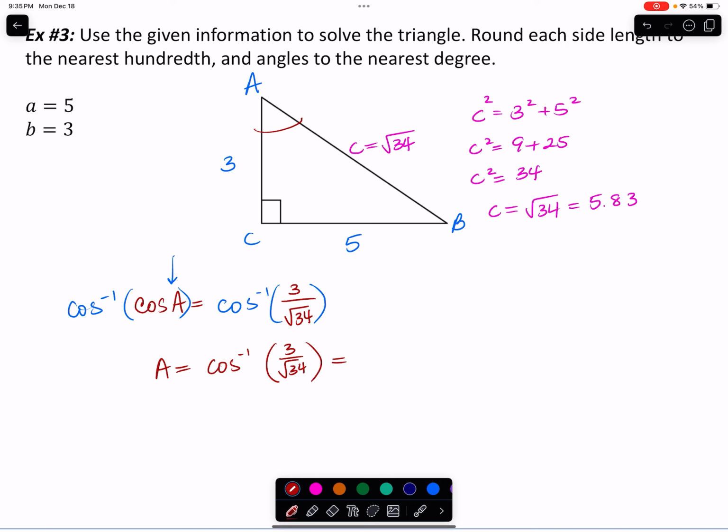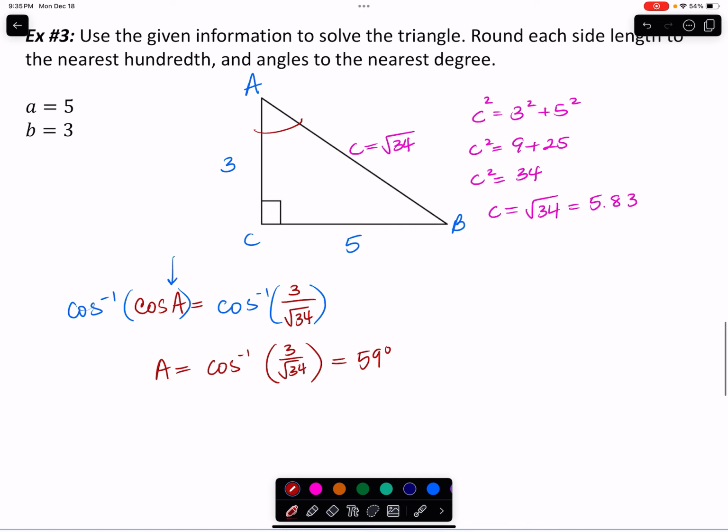To get the angle measure, you're going to plug that into your calculator. We're rounding to the nearest degree, so actually we're not going to round to any decimal places. We're going to round to the nearest whole number, and you get that this turns out to be roughly 59 degrees. So angle A is about 59 degrees. And then that means we can find angle B by subtracting that measure from 90. So 90 minus 59 is going to be 31. So angle B would be about 31 degrees.